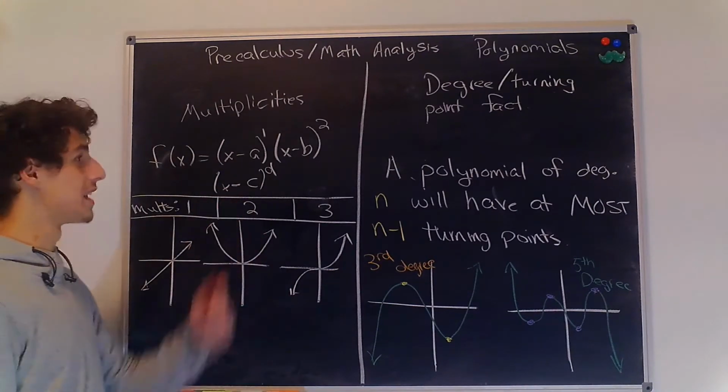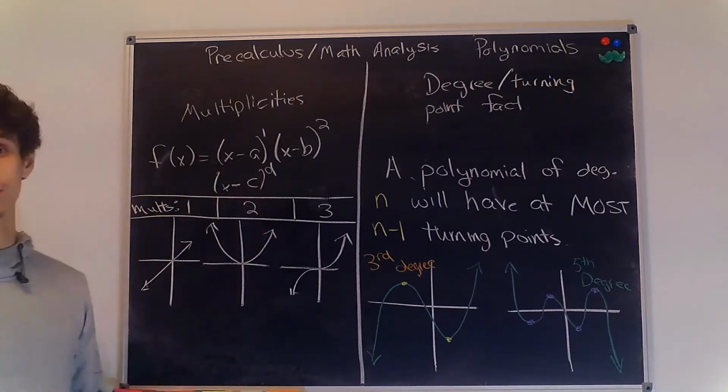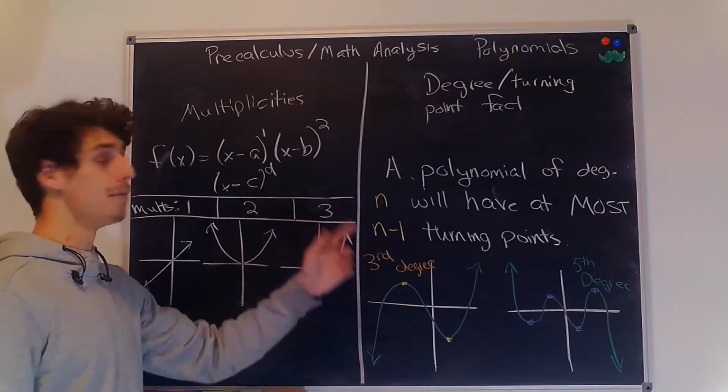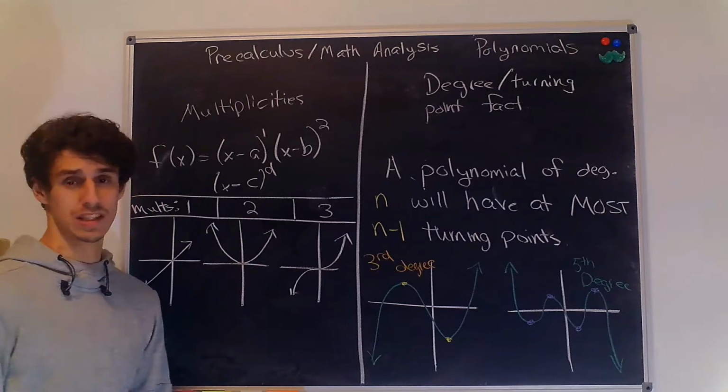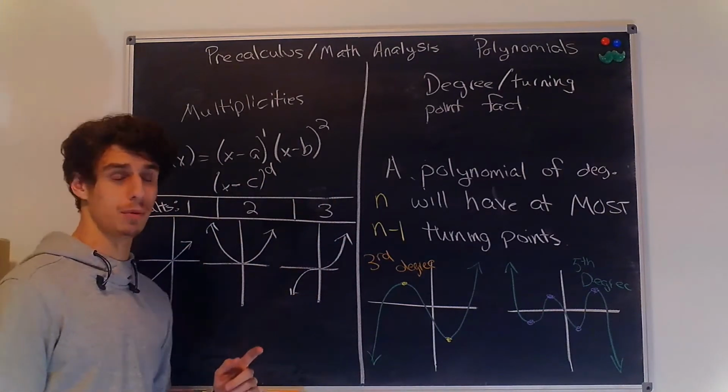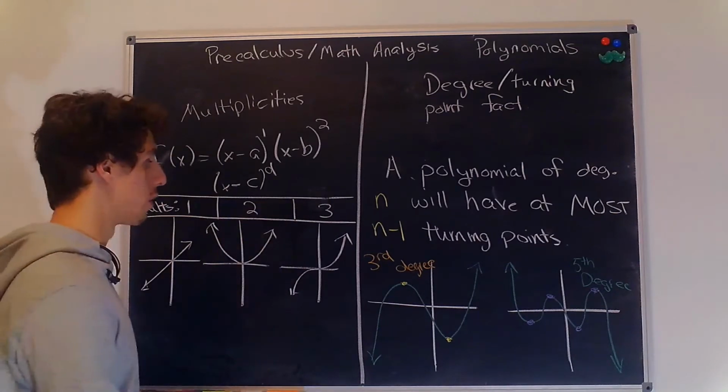This brings us to the second fact about polynomials, the degree turning point fact, which says that a polynomial of degree n has at most n minus 1 turning points. And this "at most" is important because it doesn't have to have exactly n minus 1 turning points, but only at most n minus 1 turning points.